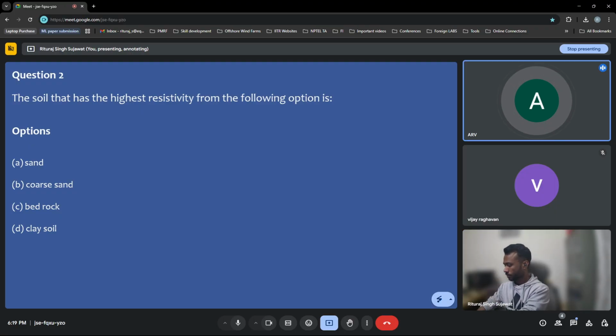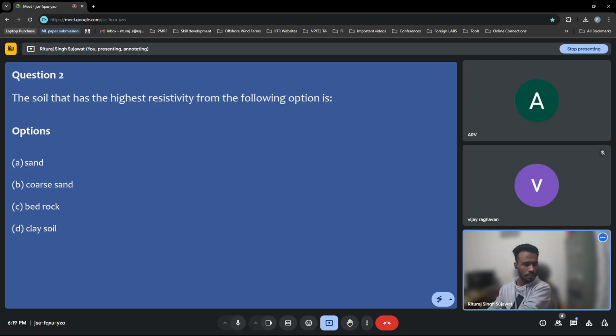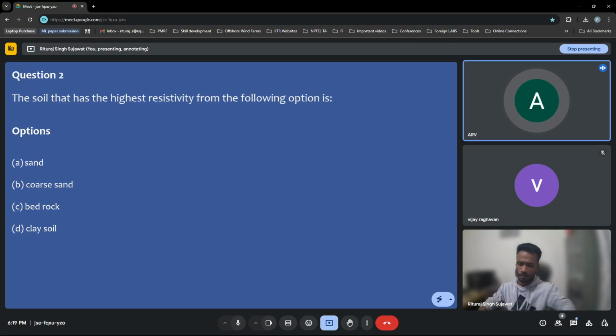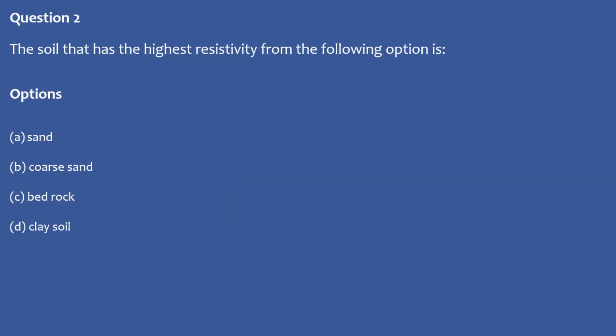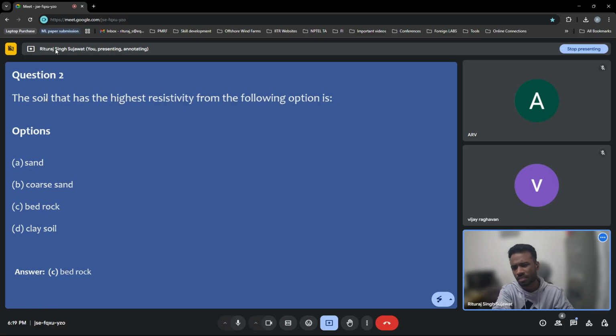Sir, is the question about soil or bedrock? Is it a material? It's a material. That's why I mentioned the ground. Because one of the options you have given is rock, but the question says soil. Yeah, so the material that has the highest resistivity, or the soil that has the highest resistivity. Take it that the answer is bedrock, so it's a material here which you are talking about.